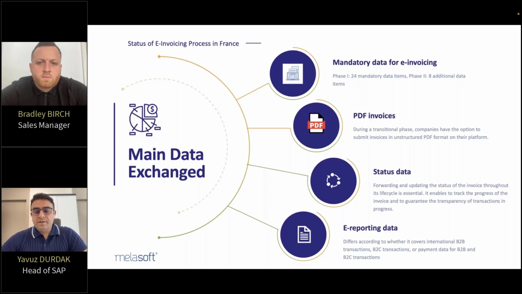Finally, we have the e-reporting data. E-reporting data differs according to transaction type. For instance, if it's an international B2B transaction, the information in the e-reporting data may change. If it's a local B2C transaction, then the information changes. So depending on the transaction type, the data contained in the e-reporting data may change. All of these data requirements are also well defined in the government directives.